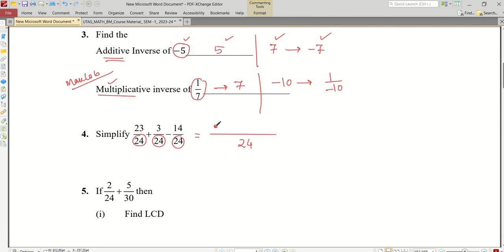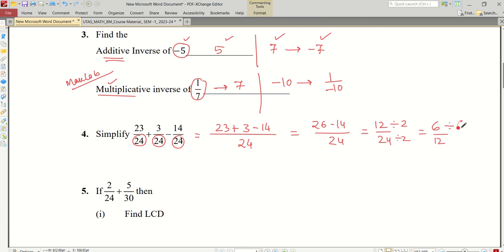Now just simplify, write the numerator 23, then it is plus here. So we will write plus here, then 3, then minus 14. Now simplify. 23 plus 3 is 26 minus 14 upon 24. How much? 26 minus 14 is 12, over 24. Now you need to simplify it. Divide by 2. 12 divided by 2 is 6. 24 divided by 2 is 12.